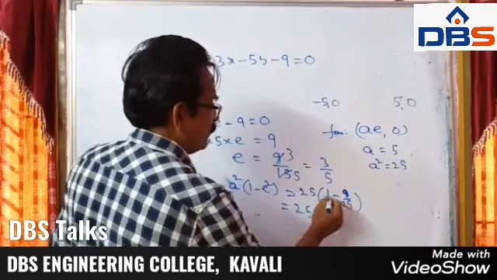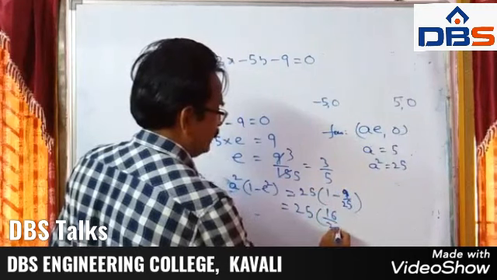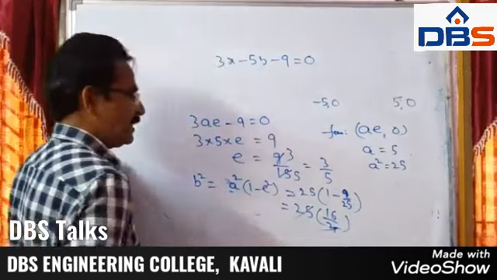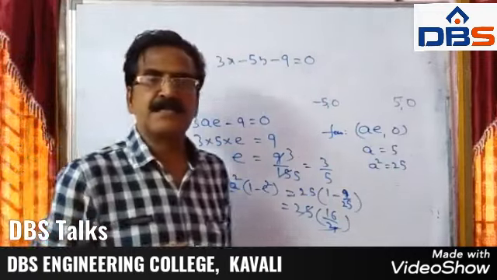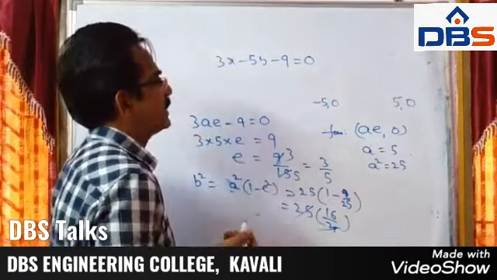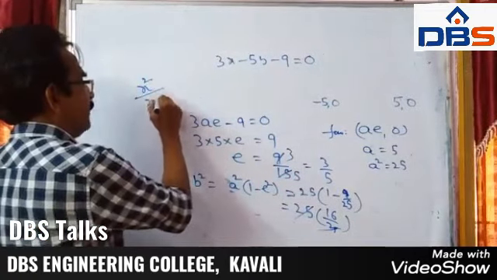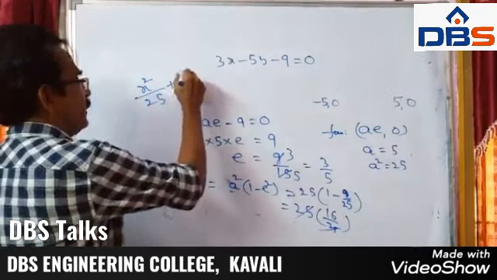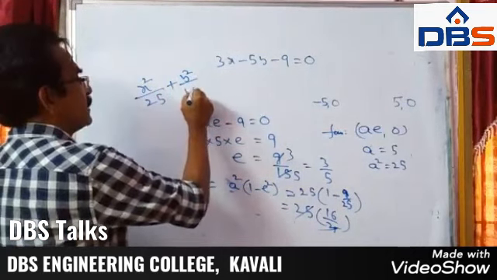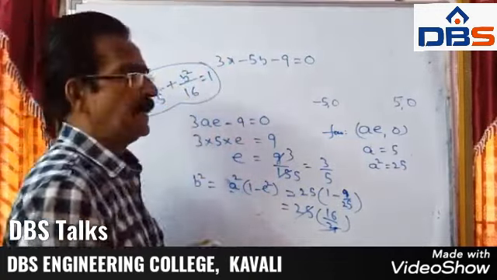25 into 25 minus 9, that is 16 by 25. So B square is 16. If we know A square, we know B square. So the equation of the ellipse is x square by 25 plus y square by 16 is equal to 1.